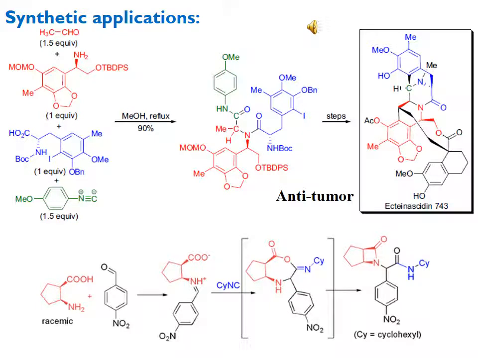Here are some synthetic applications for this Ugi reaction. Here you can see the first reaction in which an aldehyde, here methyl, you can see acetaldehyde. And second is a heterocyclic amine. Third is a heterocyclic carboxylic acid, in which an NH group is also present, which has been protected by a Boc protecting group.